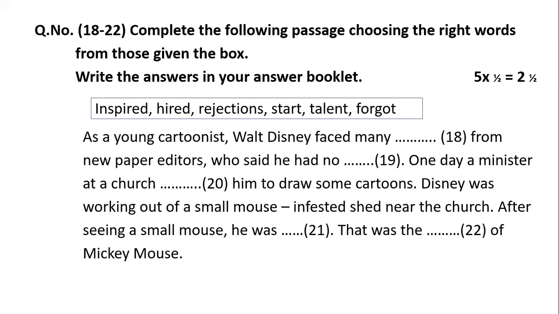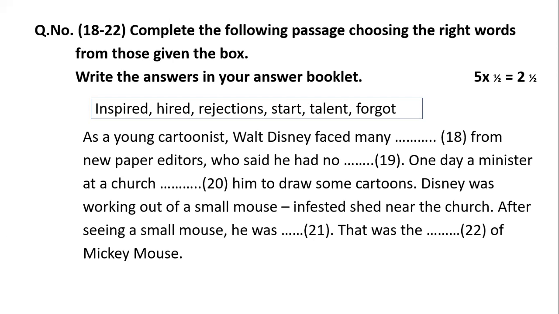Now, question number 18 to 22. Complete the following passage choosing the right word from those given in the box. Write the answers in your answer booklet, and for each one, half mark is allotted. So 5 into half is equal to 2.5. So let us see the words they have given in the box.